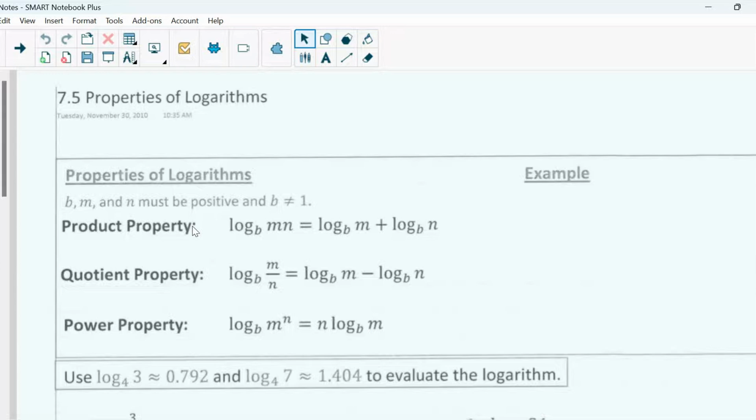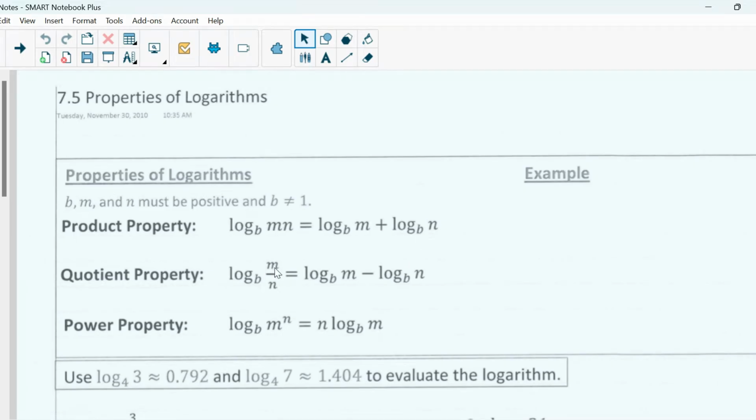So the properties of logarithms include the product property, which is if you are multiplying two values that you're taking the log of, so m and n, that's the same as saying log base b of m plus log base b of n. So kind of similar to how exponents work. If you're multiplying, it's the same as adding.